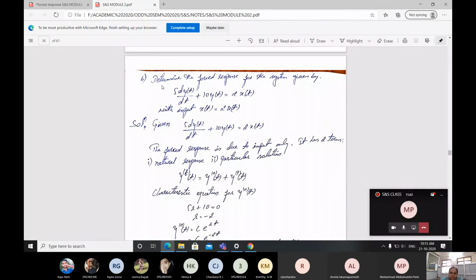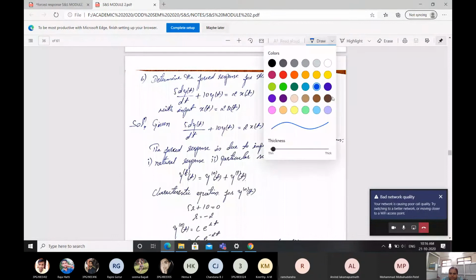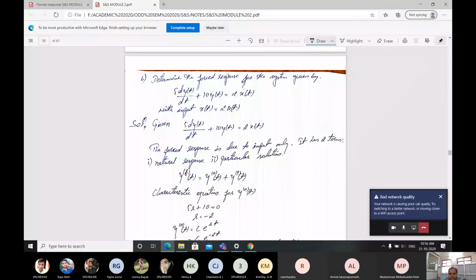The problem here is given as: determine the forced response of the system given by 5 dy of t divided by dt plus 10 y of t equals 2 into x of t, with the input x of t equal to 2 into u of t. Solution: the given equation is 5 dy of t divided by dt plus 10 into y of t equals 2 into x of t.